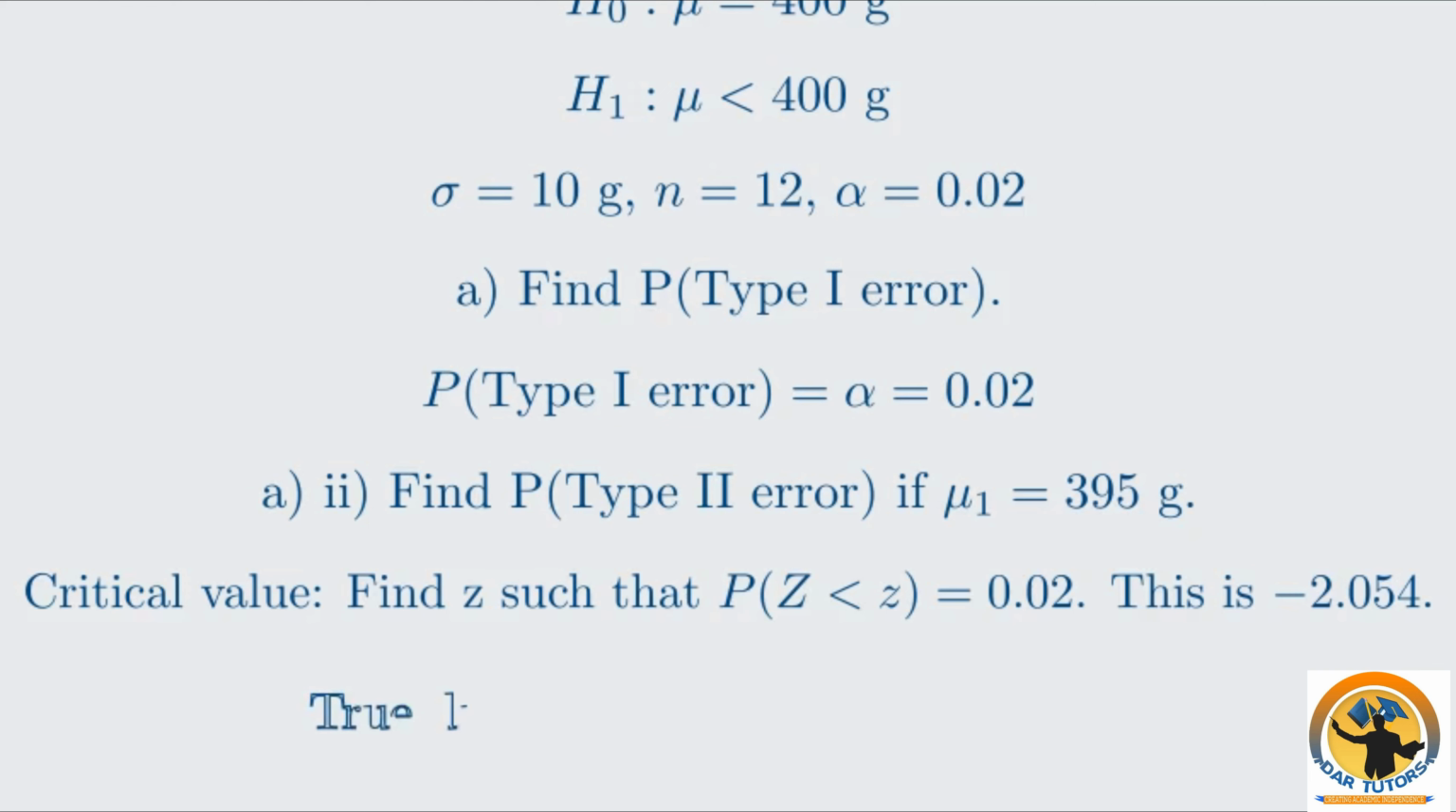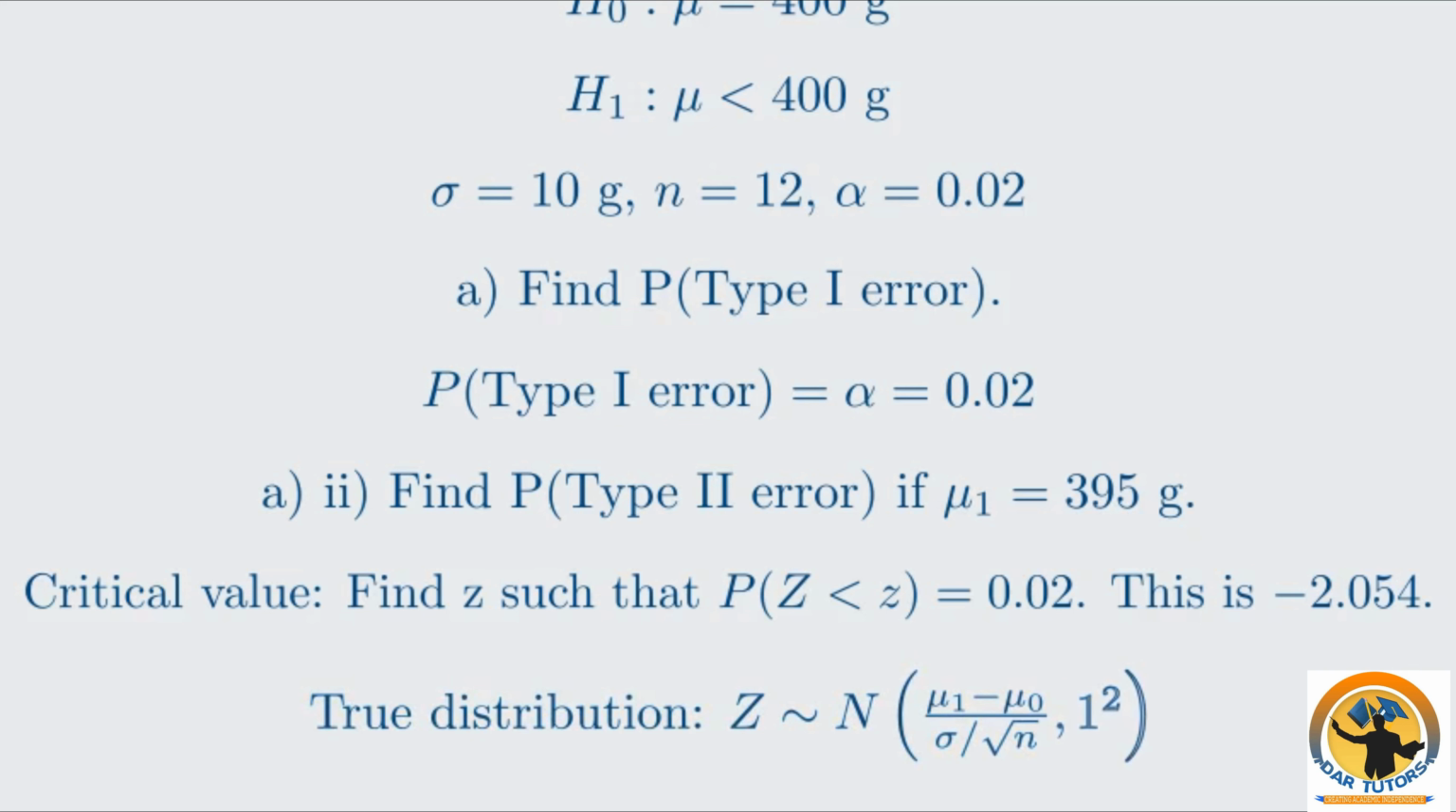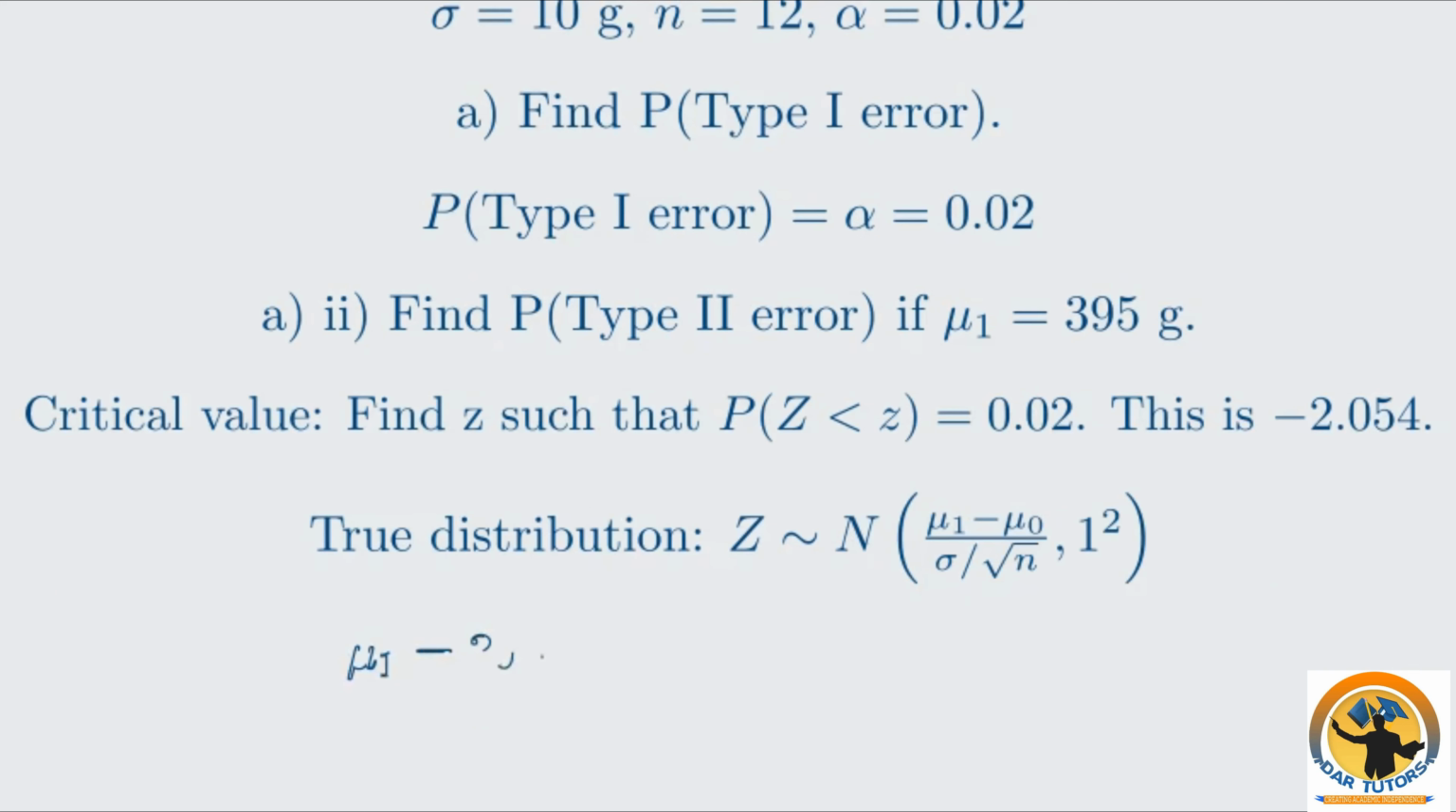Next, we need the true distribution of our test statistic. The mean of this true z distribution is (mu1 minus mu naught) divided by the standard error. Plugging in our values gives a mean of negative 1.7321.